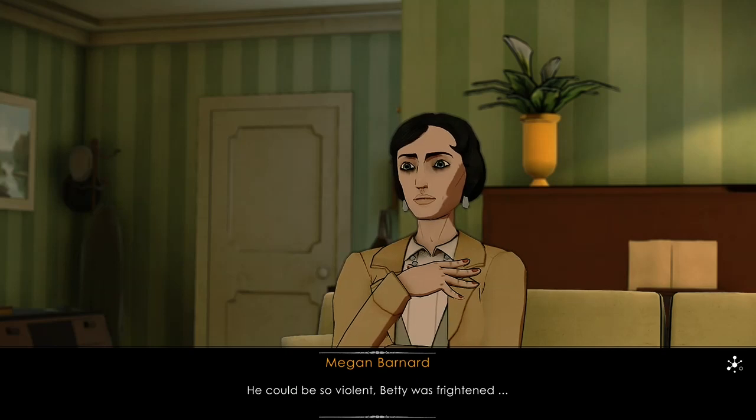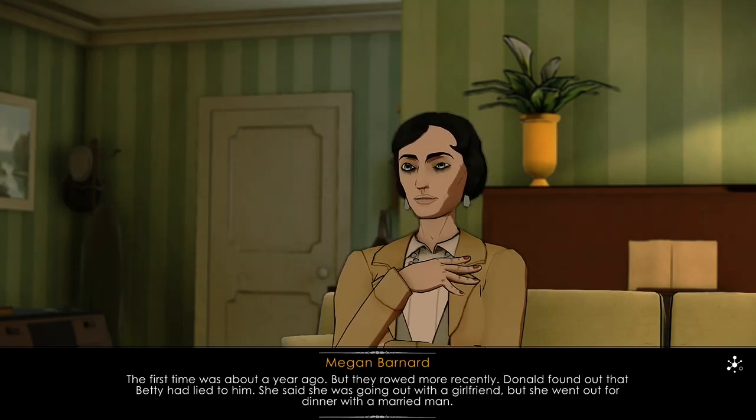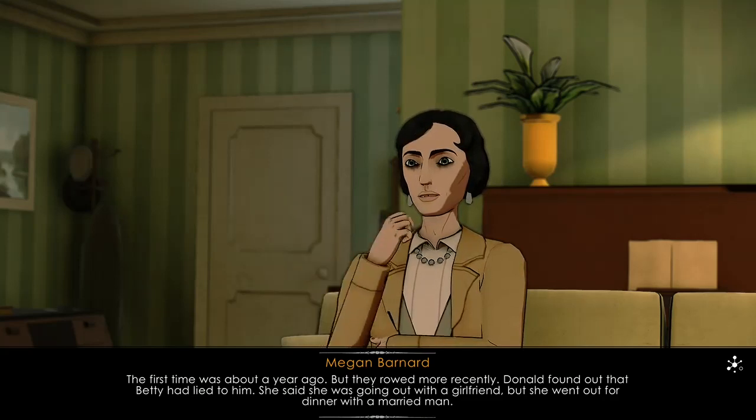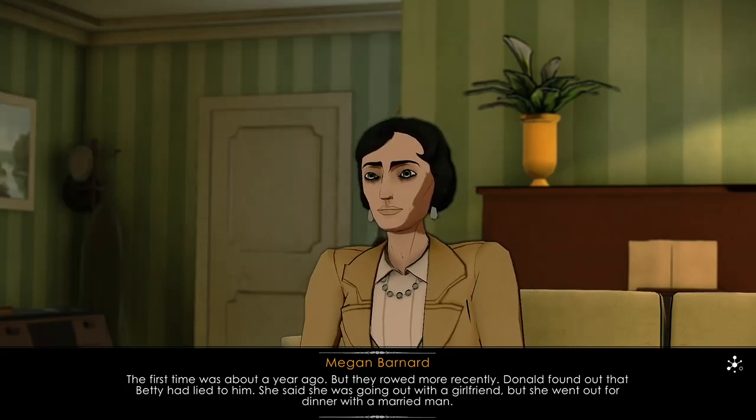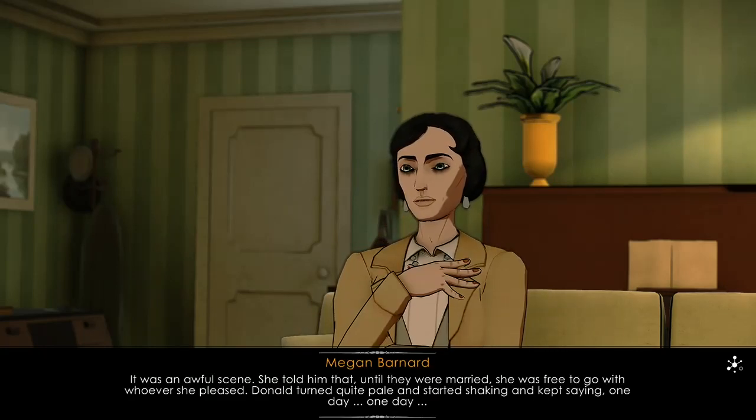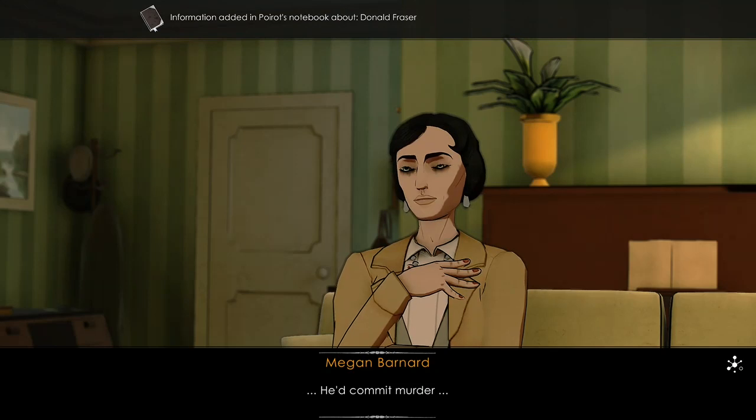Betty was frightened. And when was this? The first time was about a year ago. But they rowed more recently. Donald found out that Betty had lied to him. She said she was going out with a girlfriend, but she went out for dinner with a married man. Oh my. It was an awful scene. She told him that until they were married, she was free to go with whoever she pleased. Donald turned quite pale and started shaking and kept saying one day... Well? He'd commit murder.